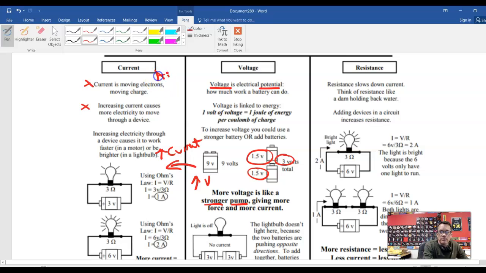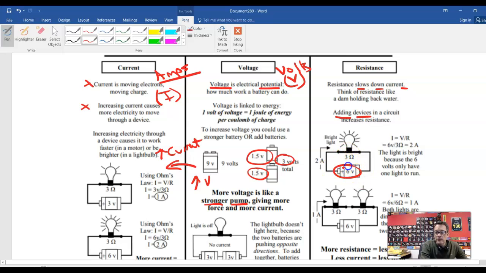Current is measured in amps or amperes. We use the letter I to symbolize it. Voltage is measured in volts, which we use a V. Nice and easy. Now the resistance is what slows down the current. This is like what we would do with a water hose, squeezing it to keep it from moving. If we add devices in a circuit, that's generally going to increase the resistance of that circuit, particularly if it's a series circuit.